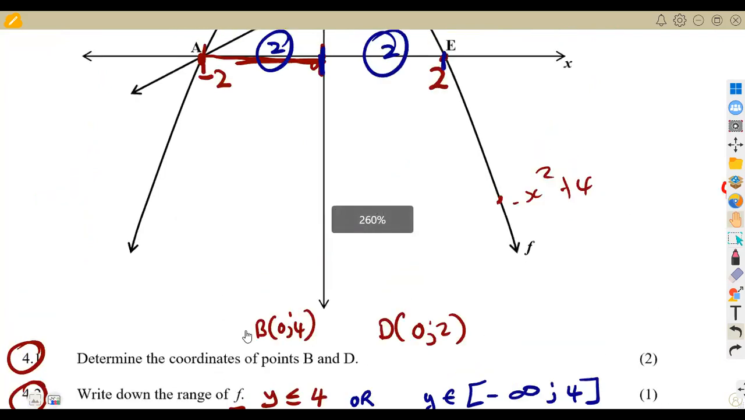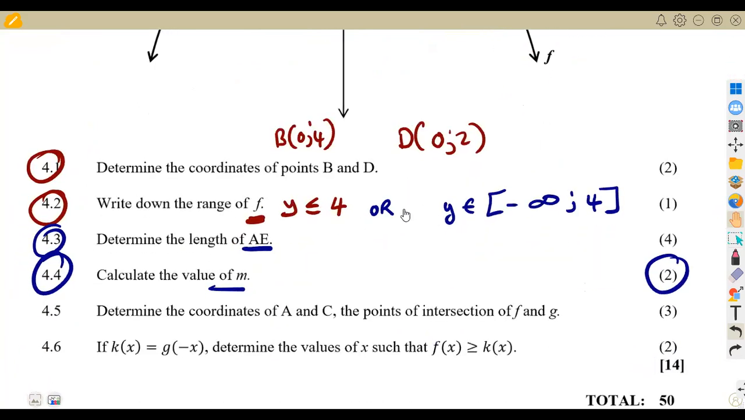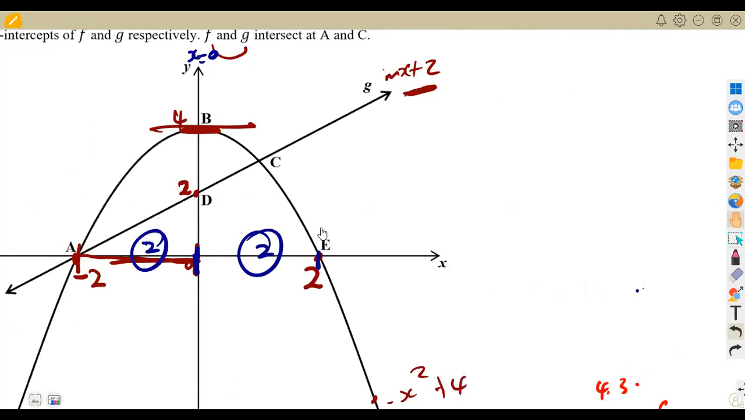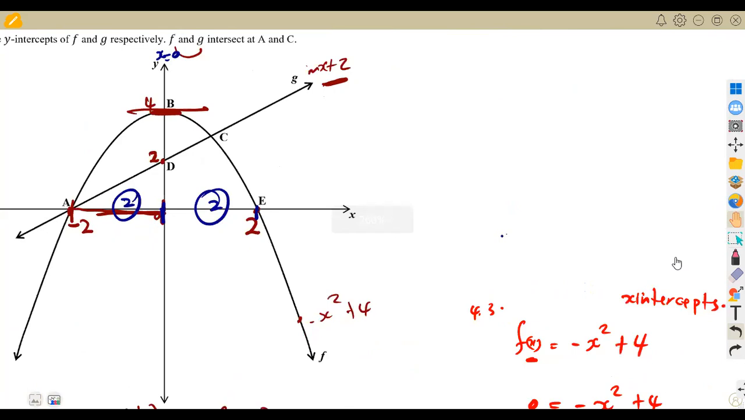I wanted to check the question, not the marks. Which question is it? This is question 4.4. They want us to calculate the value of M. And I'm saying there are 2 possible options that you can make. What are the options? Let us start with this one. That's 4.4 if I'm not mistaken.